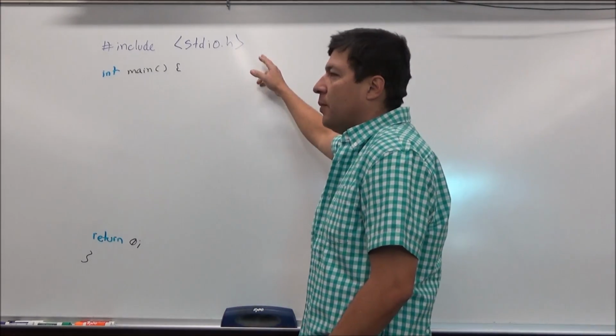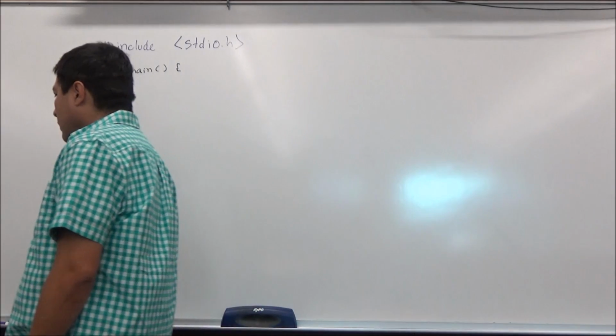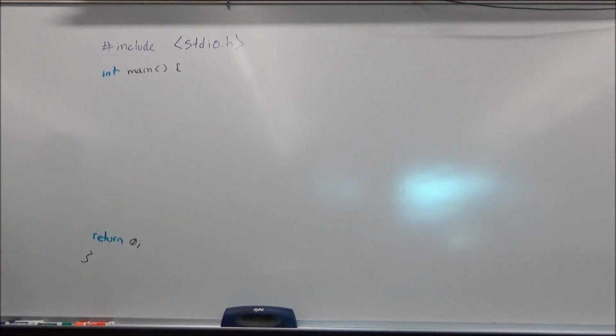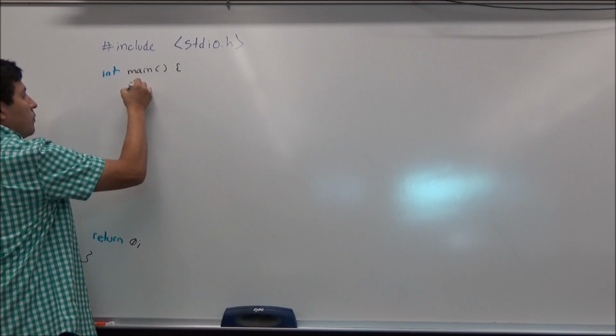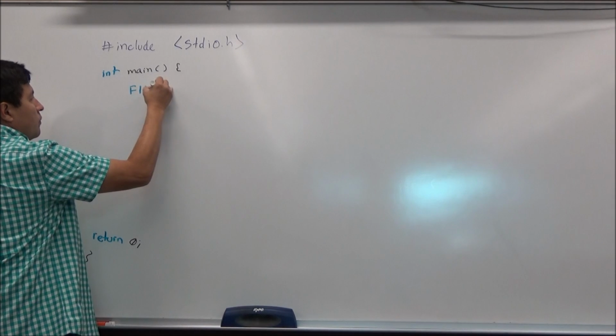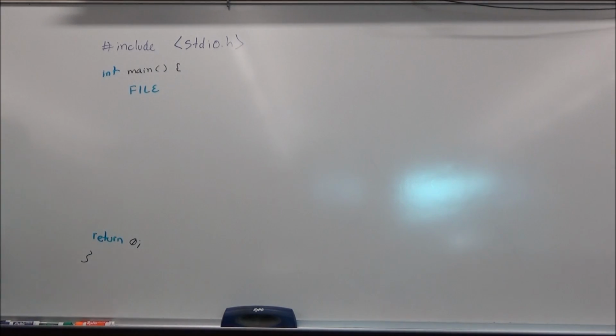So this library has a bunch of functions, and also remember we did the structures on types or on data types. It has some data types. They're pointers, and there's this data type called FILE. And that's a pointer.